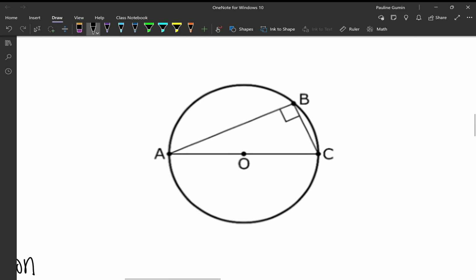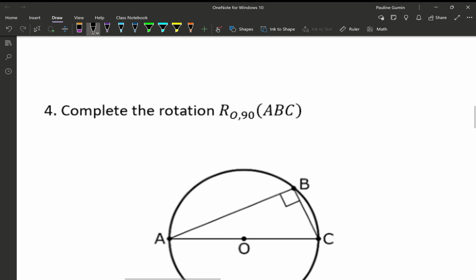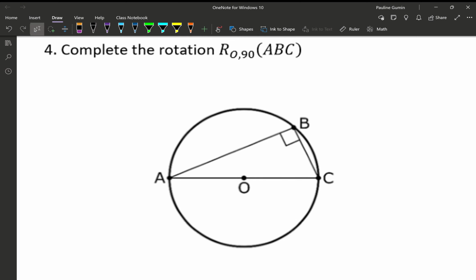Let's take a look at number 4. Here we are rotating 90 degrees counterclockwise. Let's do it. Split up my circle. All right, starting with A, counterclockwise means it ends up here. B, counterclockwise means it ends up there. And lastly, C ends up right here.